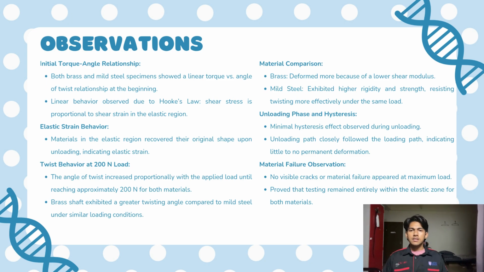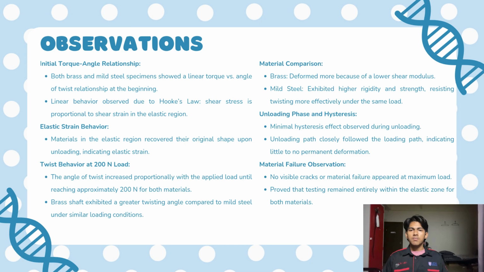Second, elastic strain behavior. Materials in the elastic region recovered their original shape upon unloading, indicating elastic strain. Third, twist behavior at 200 Newton load. The angle of twist increased proportionally with the applied load until reaching approximately 200 Newton for both materials. Brass shaft exhibited a greater twisting angle compared to mild steel under similar loading conditions.